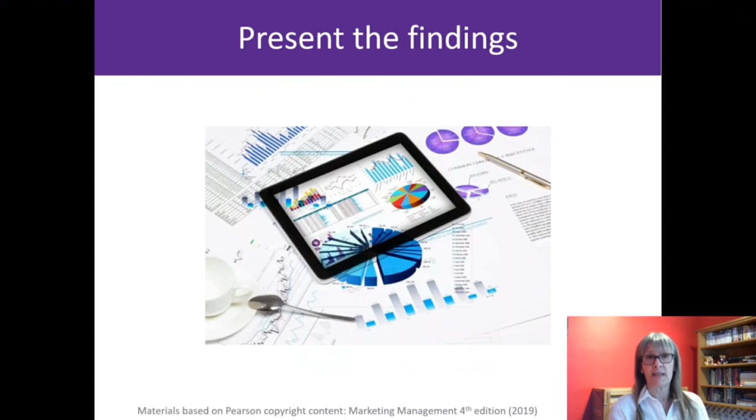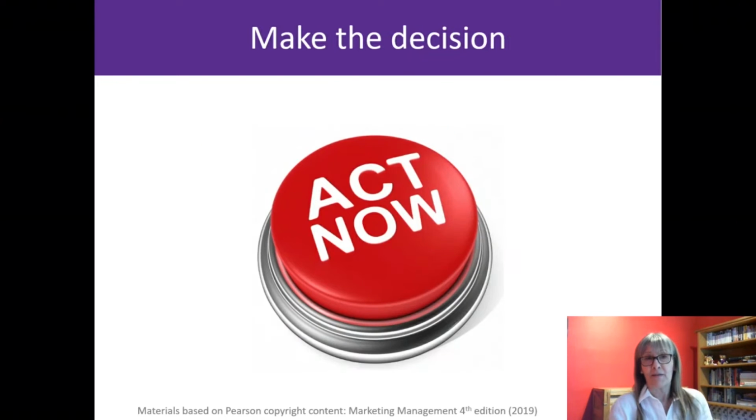Once the data has been gathered and analysed, it's then time to present the findings. This should be structured to reflect the research problem and objectives that were agreed in step 1. Marketing management articulated a problem that needed information to solve it, and here you're presenting that information, your findings. Now, step 6, you need to act on that information and decisions need to be made.